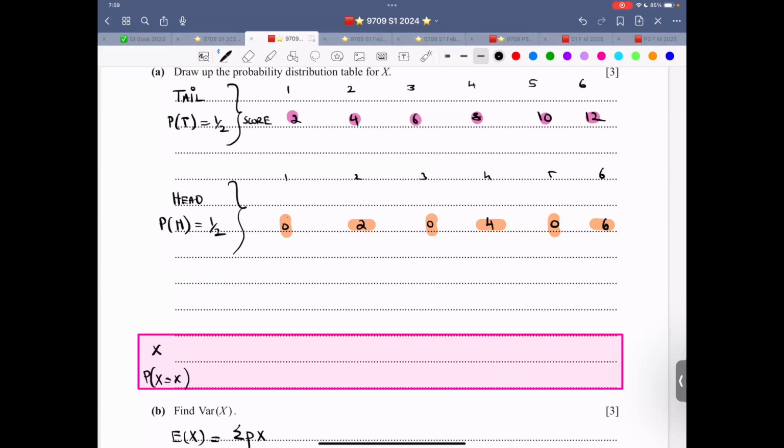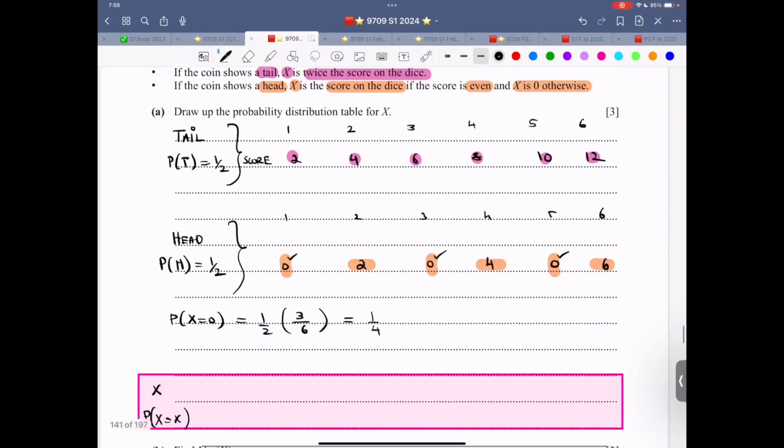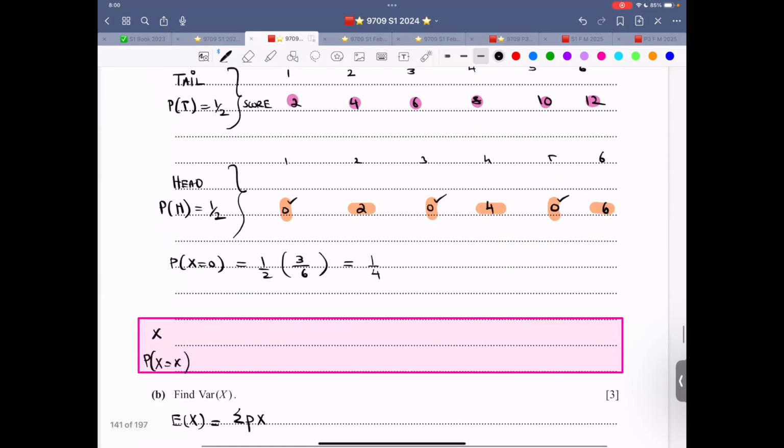Now, if I start with the smallest score, which is a 0, I see a 0, a 0, a 0. There are 3 options. Let me write, for example, probability x is equal to 0. That is half into 3 options, so 3 out of 6 from this one. Therefore, this is half into half, and that multiplies to give you 1/4. Now, think of all the other options that will be occurring like this. So this is coming out to be 1/4.